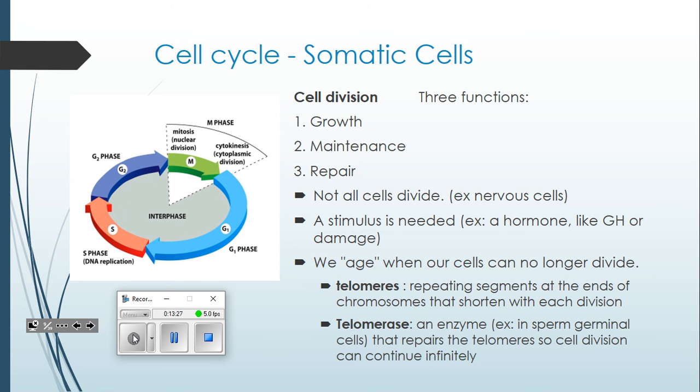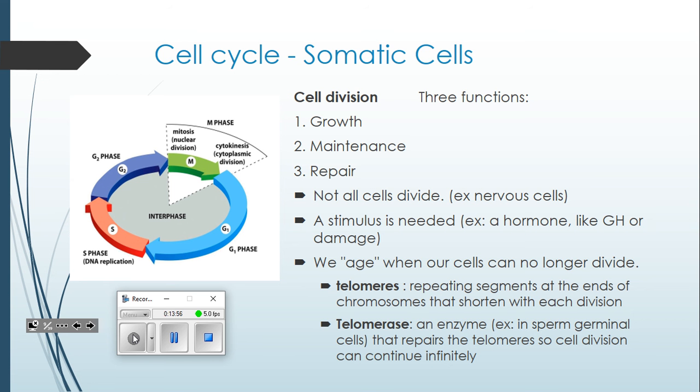Now, another topic that you might find interesting is aging. What does it mean to age? Sure, it means chronologically having more years go by, but biologically, we age when our cells cannot divide anymore. So we're going to talk about chromosomes quite a bit, and there are a couple of things that happen with your chromosomes that over time get smaller and smaller.